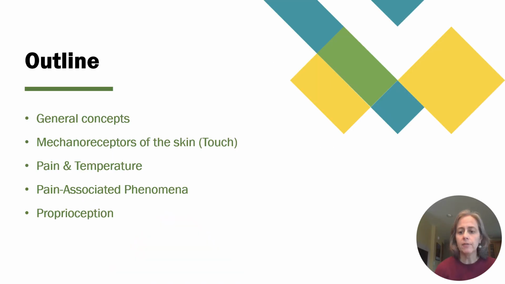Here's our outline for lecture 12. We're going to talk about some general concepts that are true for the entire somatosensory system. Then we're going to talk specifically about the different types of touch we can perceive, which is done by some mechanoreceptors found in the skin. Then we're going to talk about pain and temperature, some additional pain-associated phenomena that are of interest, and then proprioception.